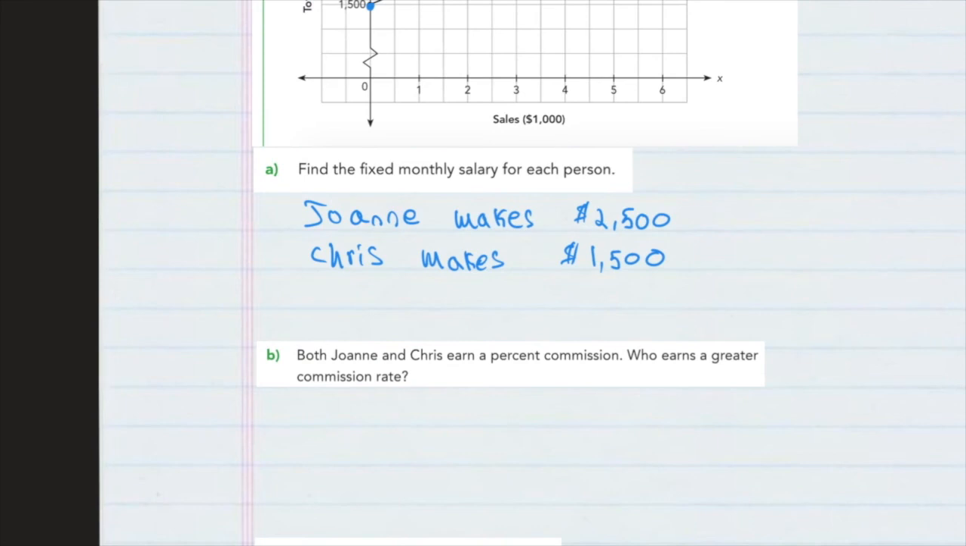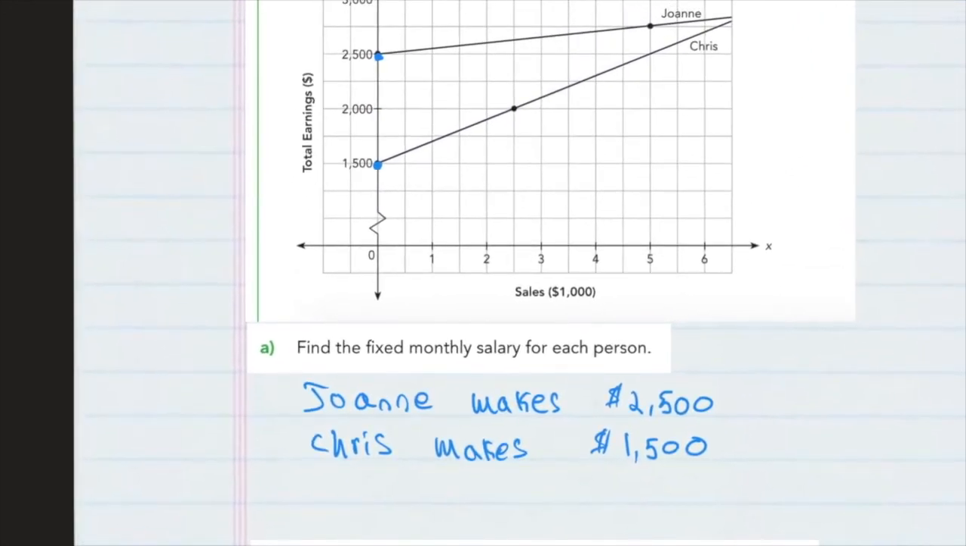And next step, the next question, both Joanne and Chris earn a percent commission. Who earns a greater commission rate? So when you talk about rate, immediately you want to think about slope, because slope is the rate of change. So how much is this graph changing over time, right? And it changes depending on how much they sell, right? And our graph shows that because it shows sales in thousands of dollars.